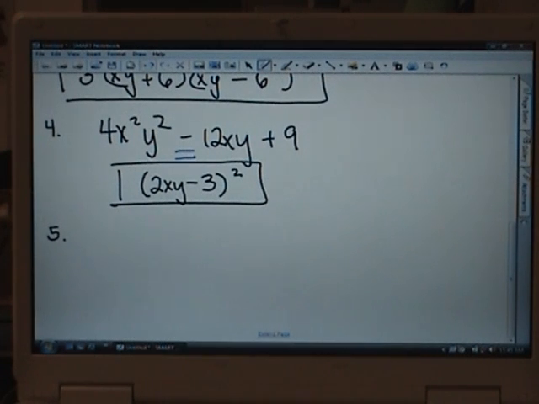Number 5, x squared plus 14x plus 49. Once again, this is a trinomial square. X, 7 squared. I want my sign to be a plus.